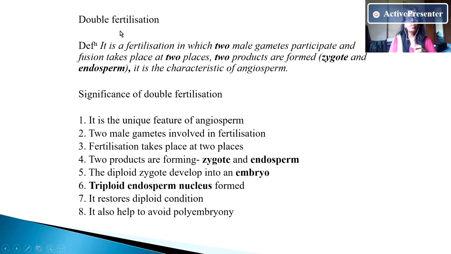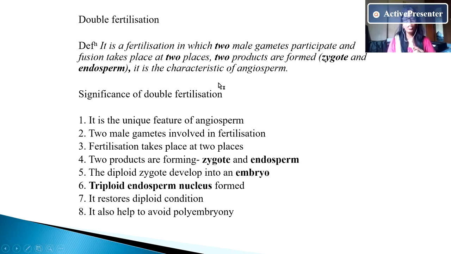And here is the definition of double fertilization. It is a fertilization in which 2 haploid male gametes participate, and fusion takes place at 2 places and 2 products are formed, that is zygote and endosperm. It is the characteristic of angiosperms. So here, 2 male gametes, 2 products, and fusion at two places. The two products are zygote and endosperm. The zygote is due to syngamy, and the endosperm is formed after triple fusion.